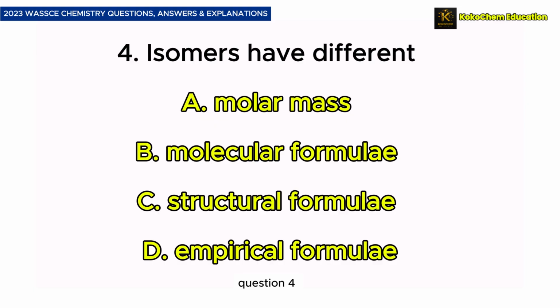Question 4. Isomers have different A. Molar mass, B. Molecular formulae, C. Structural formulae, D. Empirical formulae.